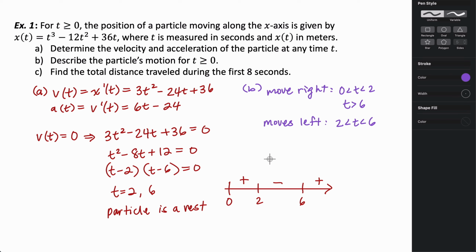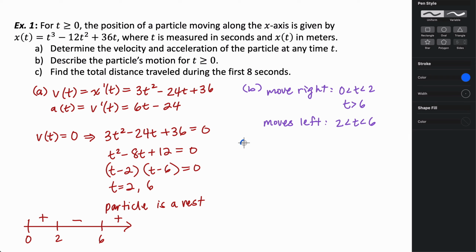Okay. So that's the particle's motion. All right. I'm going to run out of room here, so I'm going to do a little bit of erasing. Let's move this. So part C, the total distance traveled. So basically what's happening to our particle? We know it's moving right for the first 2 seconds, then it's moving left, and then it's moving right. So it's doing something like this. It's going right, turning around, and then doing something like this. Now their exact position I'm not quite sure about, but it goes right, then it goes left, and then it goes right.